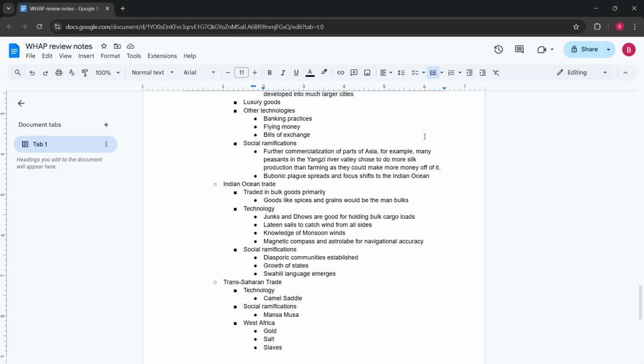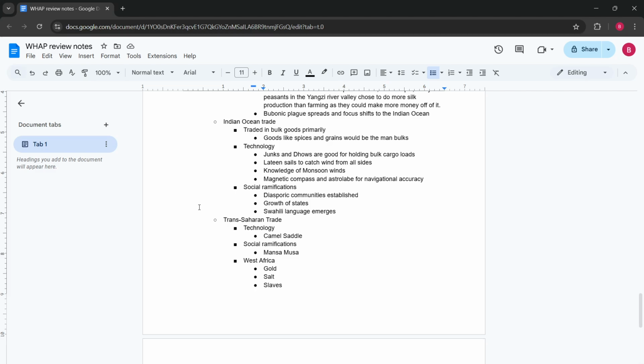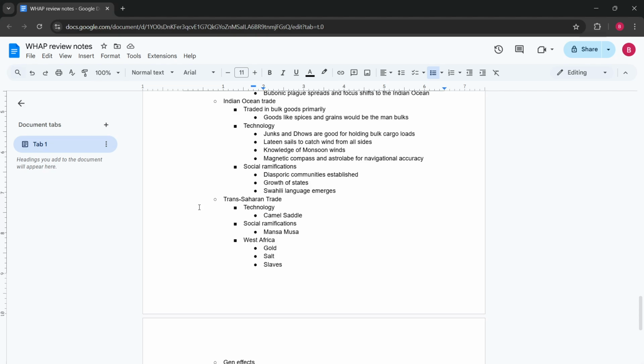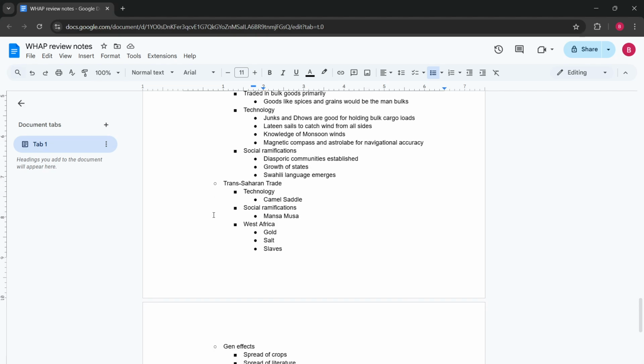In the trans-Saharan trade, the big technology here was the camel saddle. There are a lot of different versions, but generally it allowed the camel to hold more, and allowed for a more comfortable ride, so that you could actually ride longer. Mansa Musa was a huge social figure during this time.